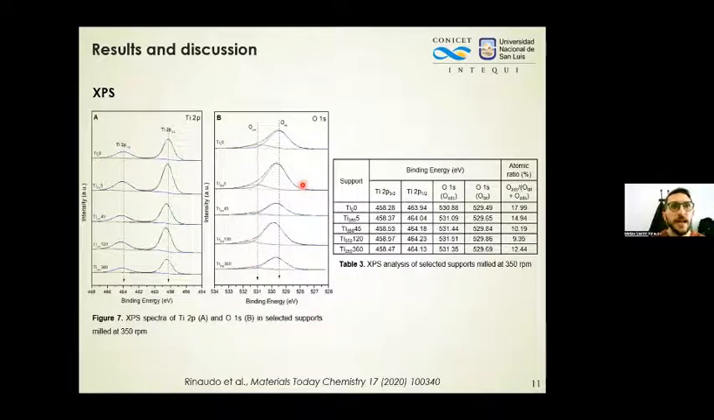We also made some XPS, and we could observe some oxygen vacancies generated at the surface, but that could disappear during the milling time in order to promote this phase transformation in the bulk and progress in this polymorphic transformation. So we have a reduction trend in these oxygen vacancies.